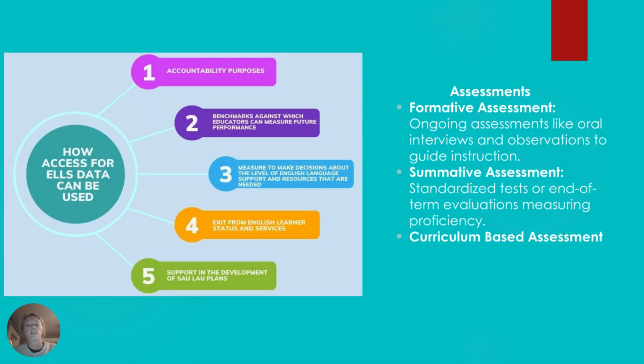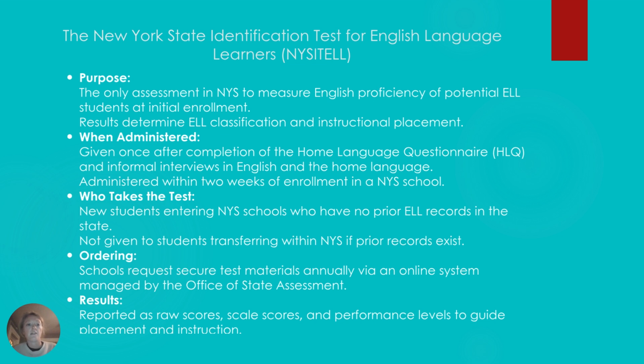Within the assessments we're going to be looking at, we're going to see formative assessments, summative assessments, curriculum-based assessments, which we're all pretty familiar with at this point. The New York State identification test for English language learners. So New York State, because it is one of the bigger states, created their own testing for English language learners. So the purpose of this test is to measure English proficiency of potential English language learners at initial enrollment. It determines their classification and their instructional placement.